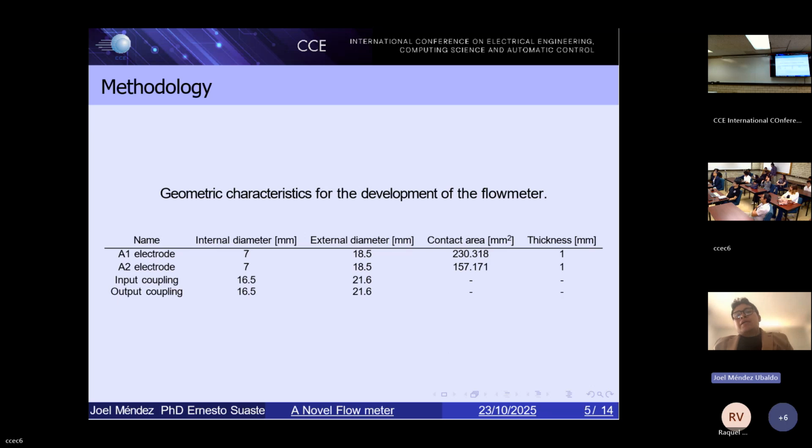Well, in this case, you can see the table about the geometry characteristics for the development of the flow meter. In the first column, you can see the name. The second, internal diameter in millimeters. And third, external diameters in millimeters. The most important parameter of this table is the contact area, because this area is about the electrodes. And finally, these electrodes have a thickness of 1 millimeter each. Next.